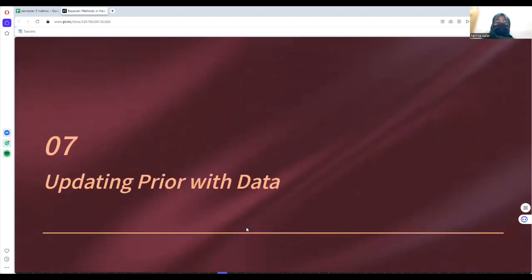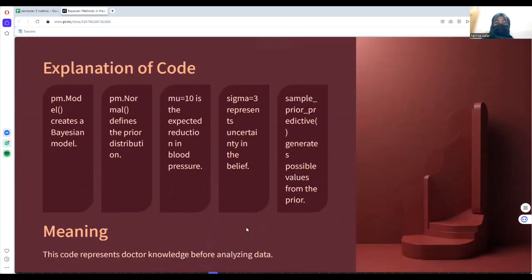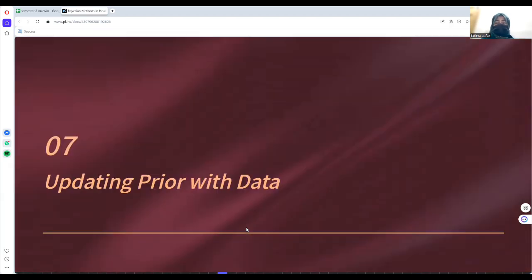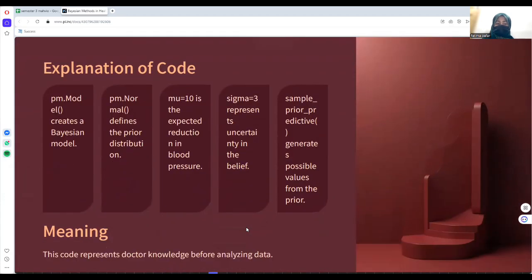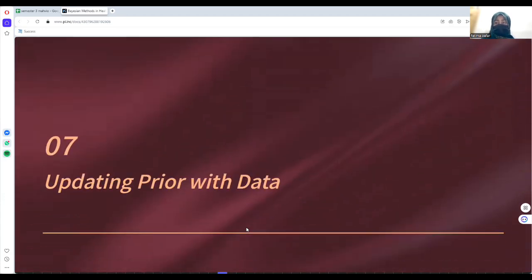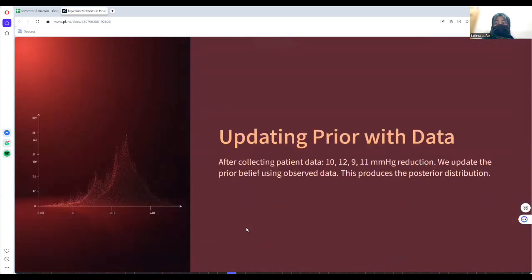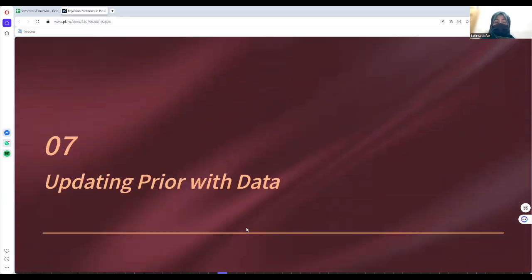Now we will see updating the prior with data. First of all, this is the code that represents the doctor's knowledge before analyzing, that is the prior. Now we are updating the prior with data. And what is the prior? It is the doctor's knowledge before analyzing the data, what the doctor knows before the data is fed in. Now we have to update the prior with the data.